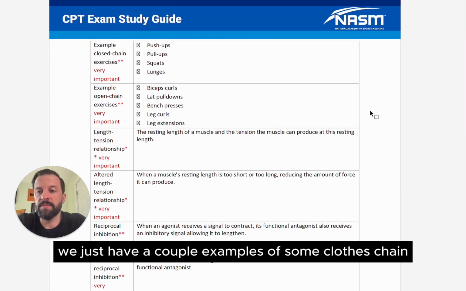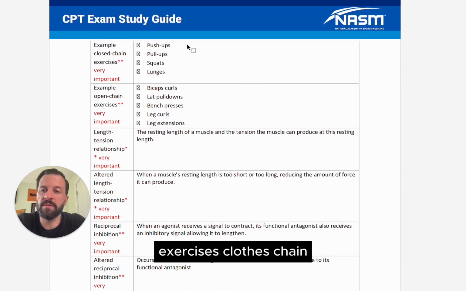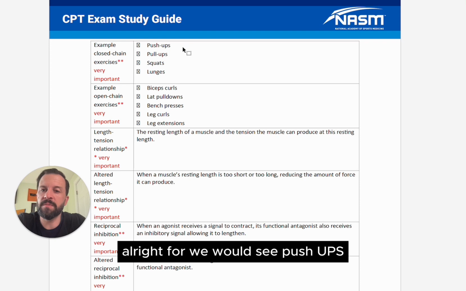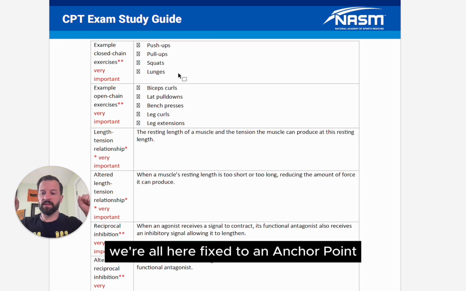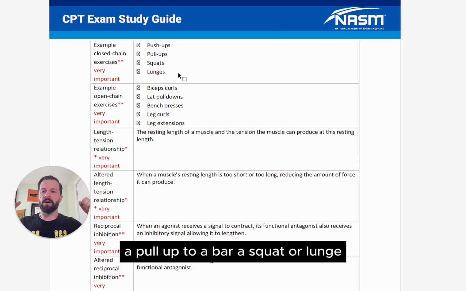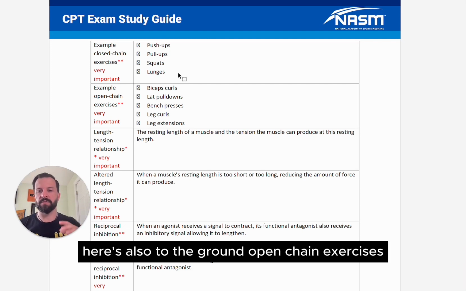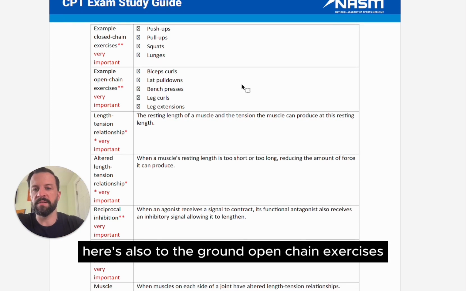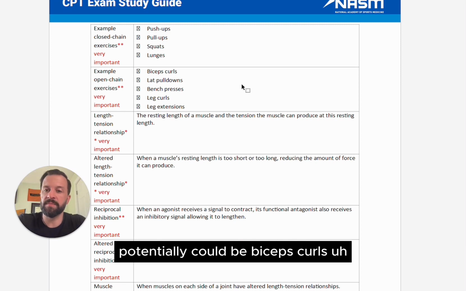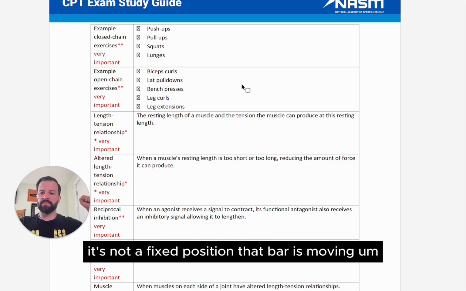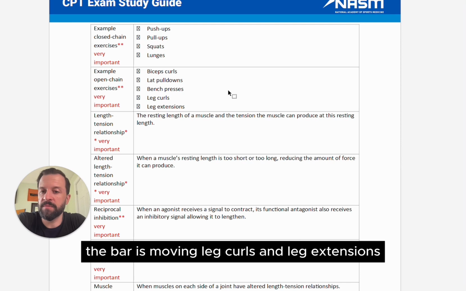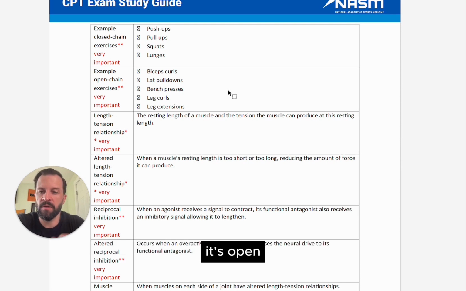And then we just have a couple examples of some closed chain exercises. Closed chain, all right, we would see push-ups, pull-ups, squats, and lunges, right? We're all fixed to an anchor point, whether it be a push-up to the ground, a pull-up to a bar, a squat, or a lunge, here also to the ground. Open chain exercises potentially could be biceps curls, a lat pulldown because, again, it's not a fixed position. That bar is moving. A bench press, the bar is moving. Leg curls and leg extensions, it's open.